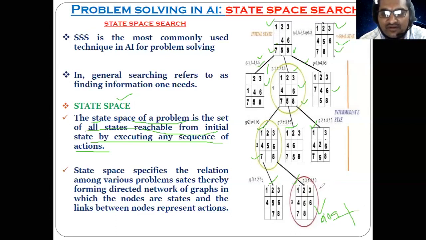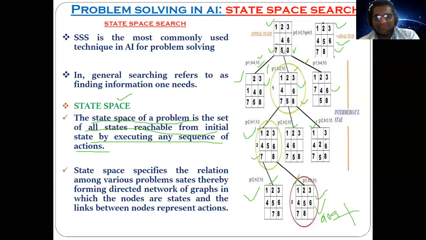Sir, by shifting the numbers to the empty place. Means you made movements of the entries in different ways. Then from the first state you go to the second state, from the second state you go to the third state, and from the third state you go to the fourth state. And in the fourth state you observe that you have solved the puzzle. Am I right?